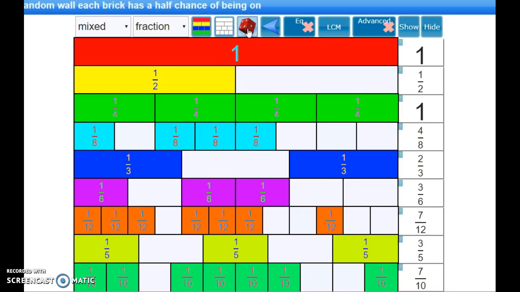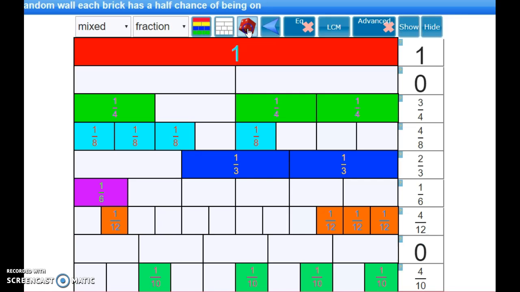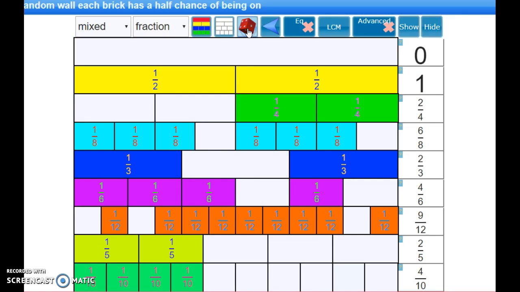So let's hit the random button and see what we can come up with. We'll do it a couple times. Alright, here we go. A half and a half equals 1. That one's out. Just as before, if it makes the whole number 1, you're not going to use it. So now I've got 2/4, 6/8, 2/3, 4/6, 9/12, 2/5, and 4/10. So we have to pick out the three largest ones.